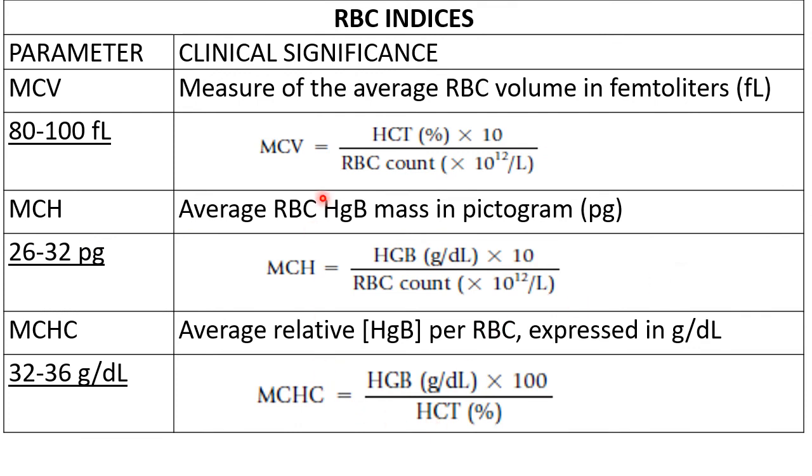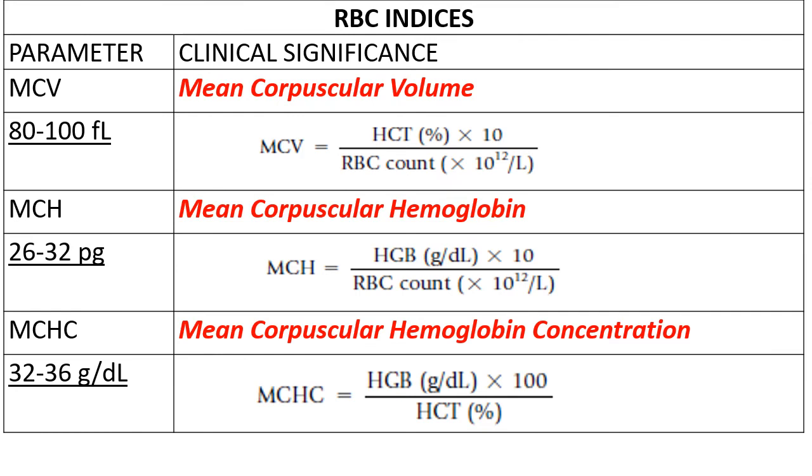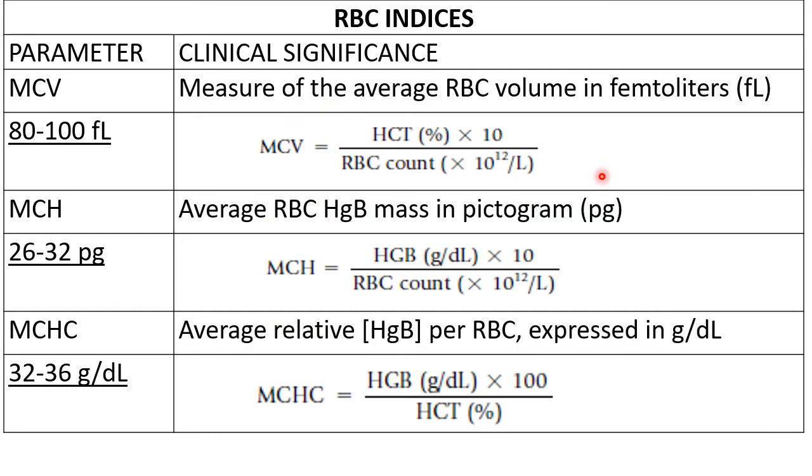Okay, RBC indices naman tayo. The three most common RBC indices are MCV, MCH, and MCHC. Your MCV stands for mean corpuscular volume. MCH is mean corpuscular hemoglobin. MCHC, dagdagan lang natin, mean corpuscular hemoglobin concentration. So, anong clinical significance ng bawat isa? MCV, it is the measure of the RBC volume or the average size of the RBC. Isa rin ito sa mga index ng anisocytosis pero mas ginagamit si RDW over your MCV.